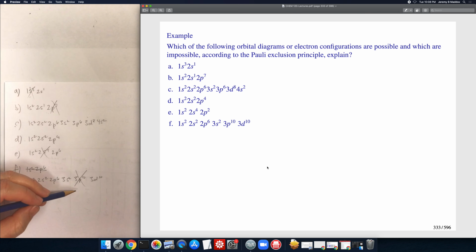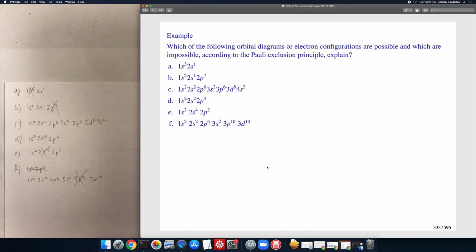So this is not a valid electron configuration. It would violate the Pauli exclusion principle. Each of these that I've crossed off would all violate the Pauli exclusion principle. You would have multiple electrons with the same set of quantum numbers, and that's not allowed in quantum mechanics.